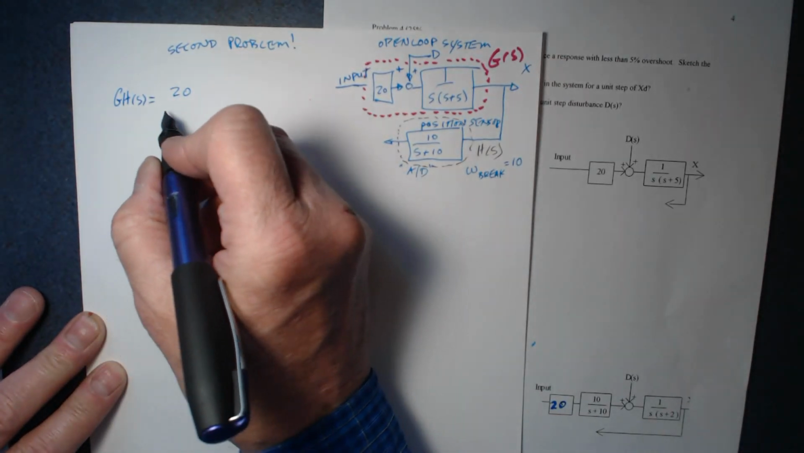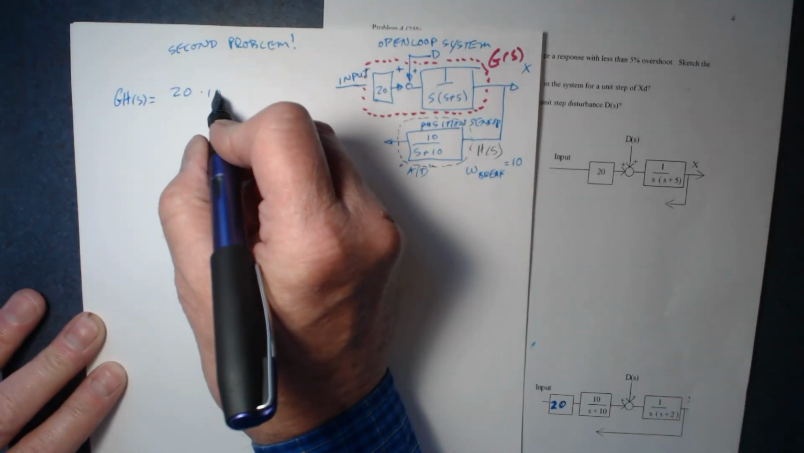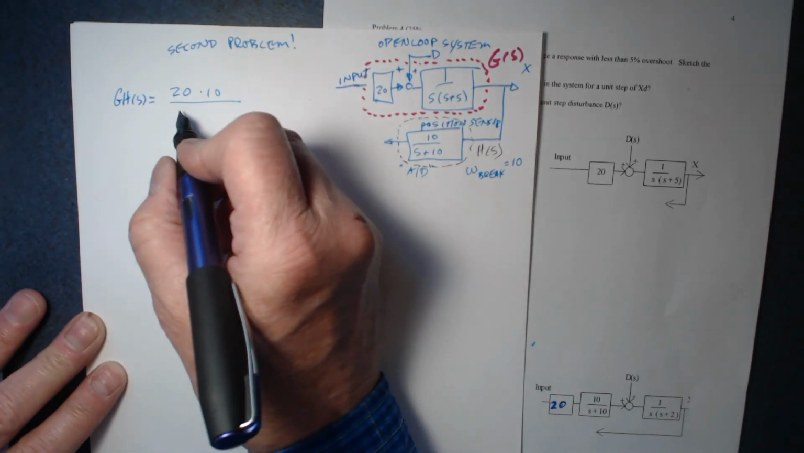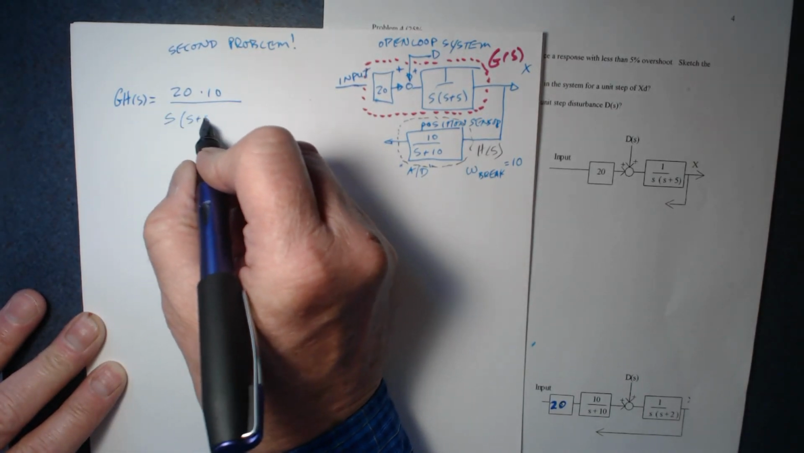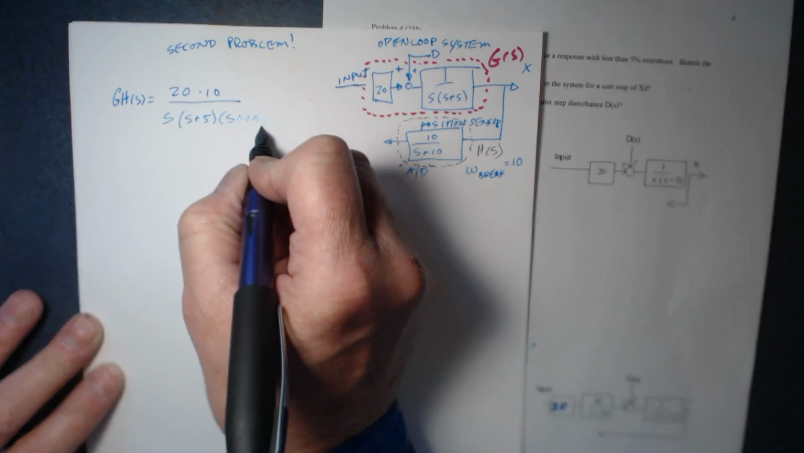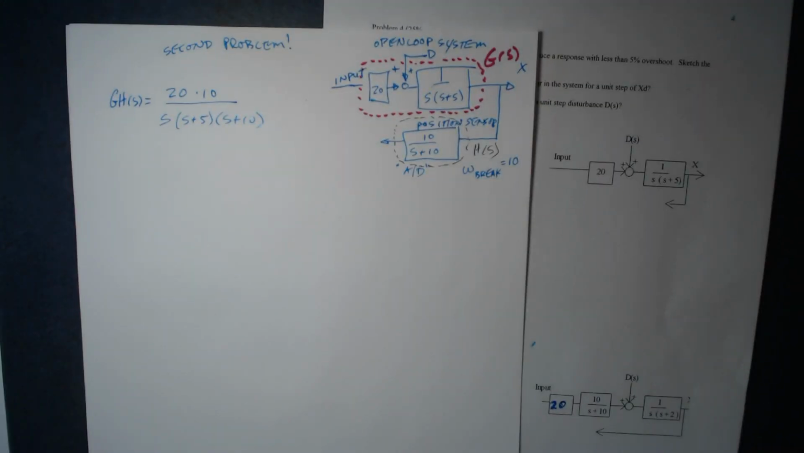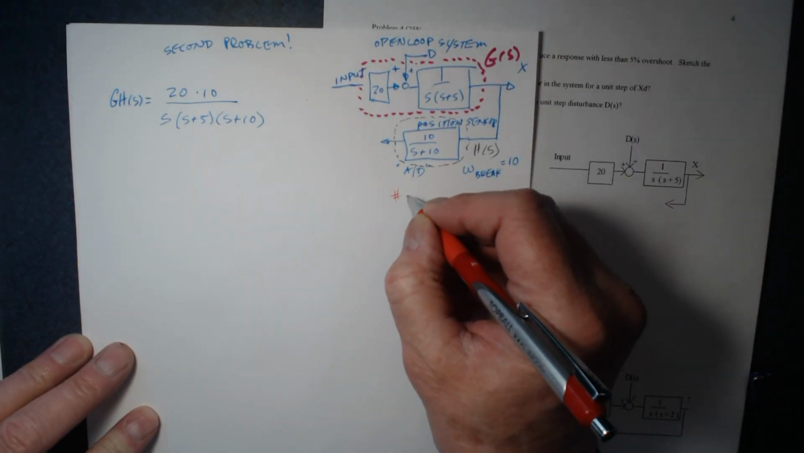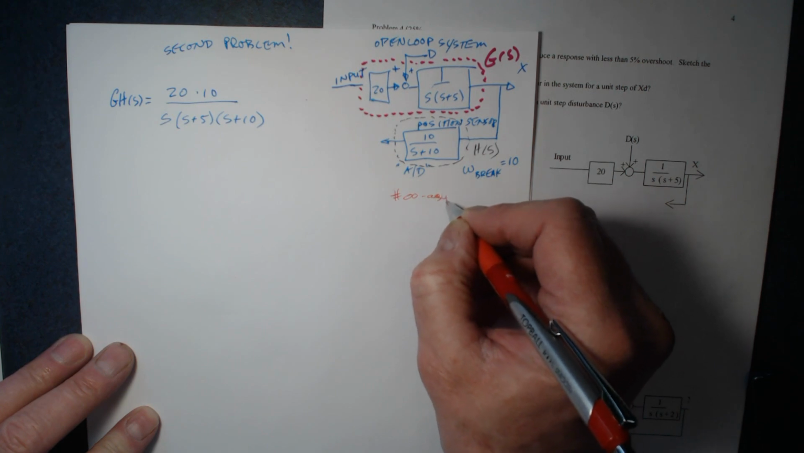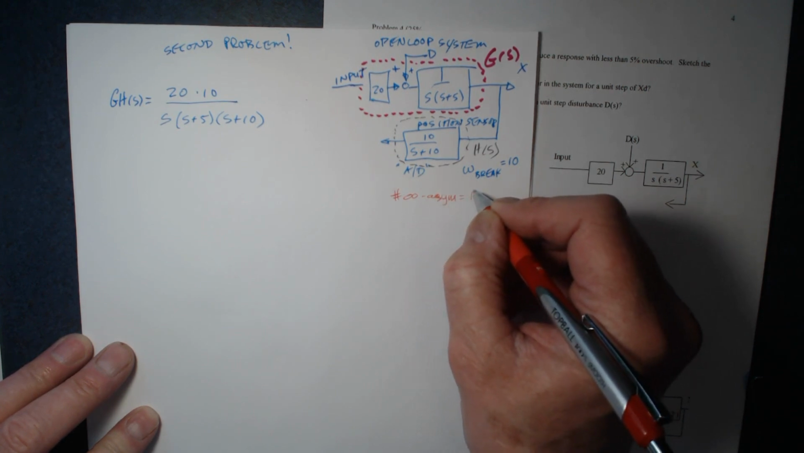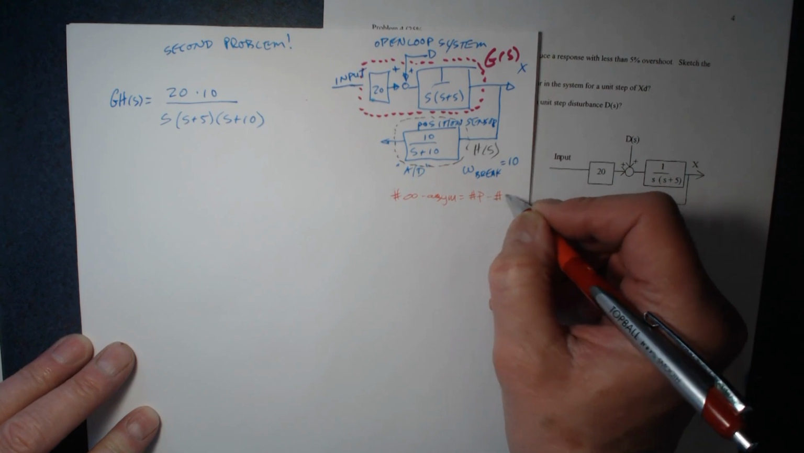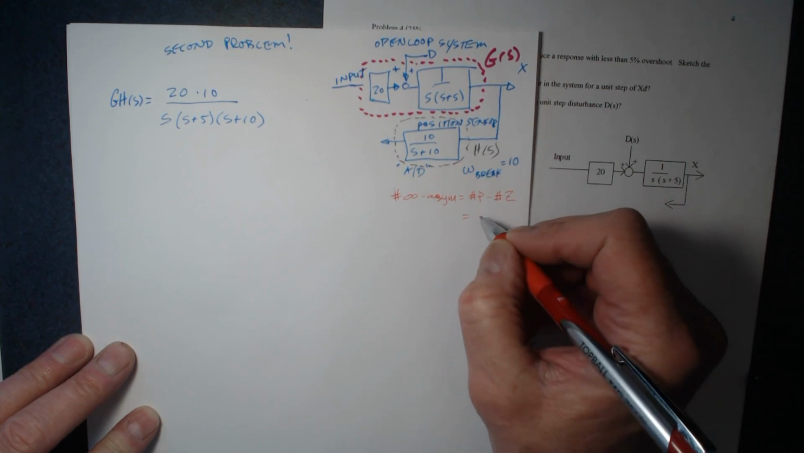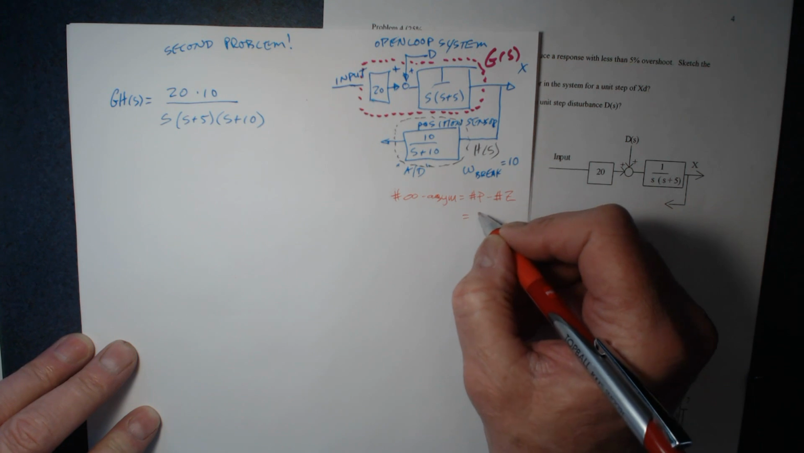GH of S is 20 times 10 over S plus 5, S plus 10. That's the open loop system. It's got 3 poles and no zeros. That's what we're interested in. We should look at the number of infinite asymptotes, which is equal to the number of poles minus the number of zeros. That's 1, 2, 3 minus 0, which is 3.